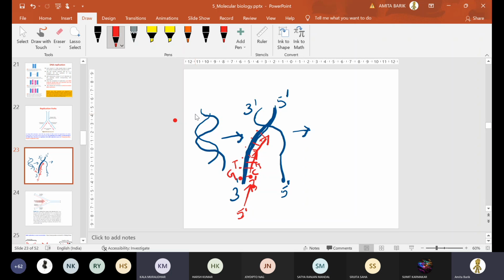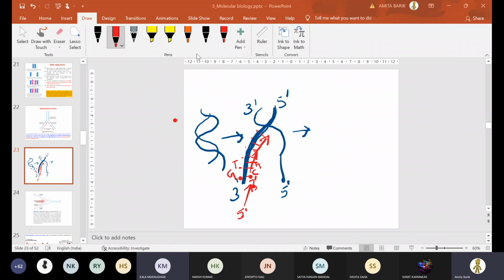So the DNA polymerase is actually helping you to form the newly formed nucleotides. They are being added, and they are forming the new daughter strands, which is actually the leading strand, and it is continuous in nature. There is no breakdown over there.